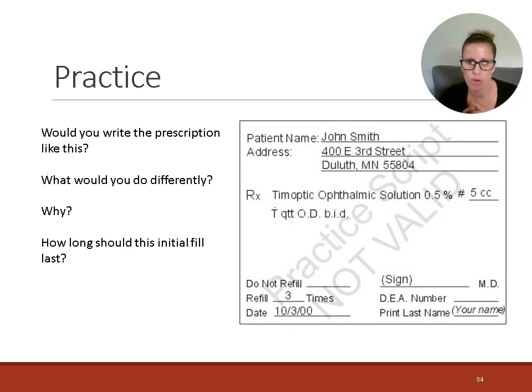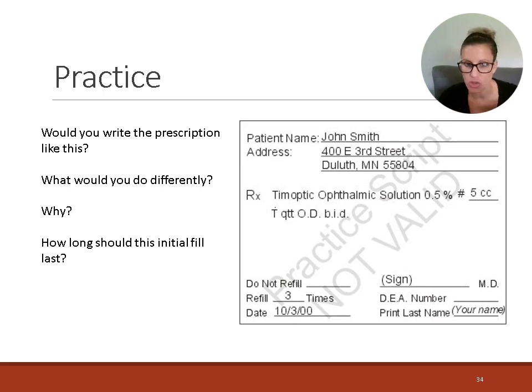All right, so his name and info, Timoptic ophthalmic solution, 0.5%, 5 cc's. A cc is an ml, it's the same thing, so that is fine. 1 drop in the right eye, BID, good. 1 OD, BID. 3 refills, great. So the script's written like this, that's good. Nothing needs to be changed.